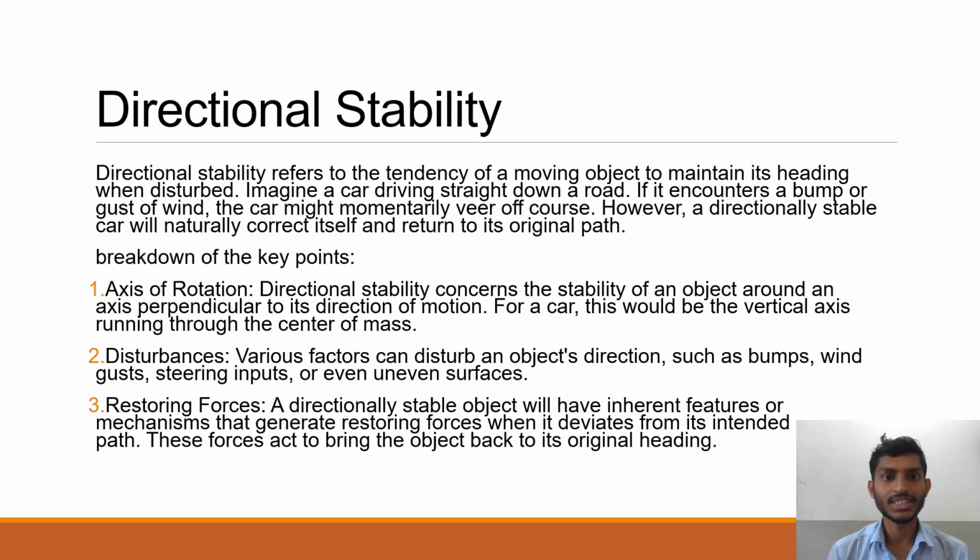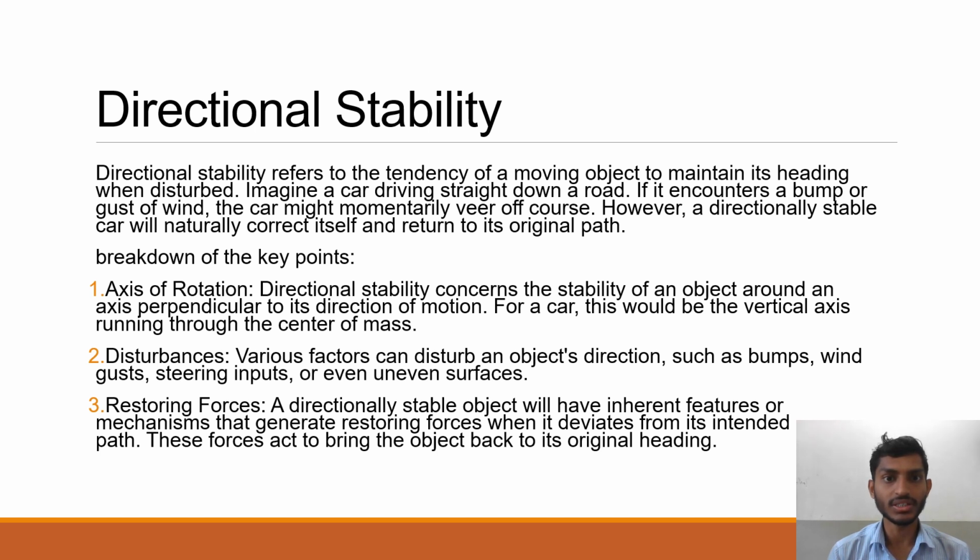Let's see directional stability. Directional stability refers to the tendency of a moving object to maintain its heading when disturbed. Imagine a car driving straight down a road. If it encounters a bump or a gust of wind, the car might momentarily veer off course. However, the directionally stable car will naturally correct itself and return to its original path.